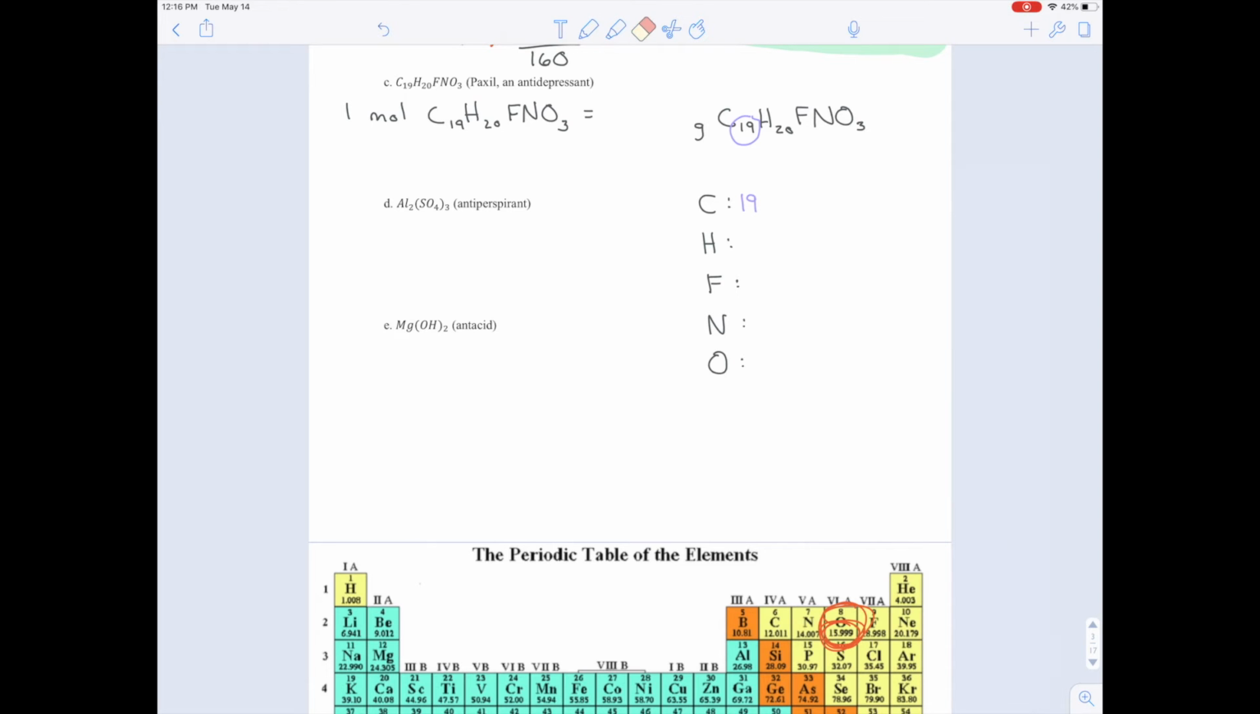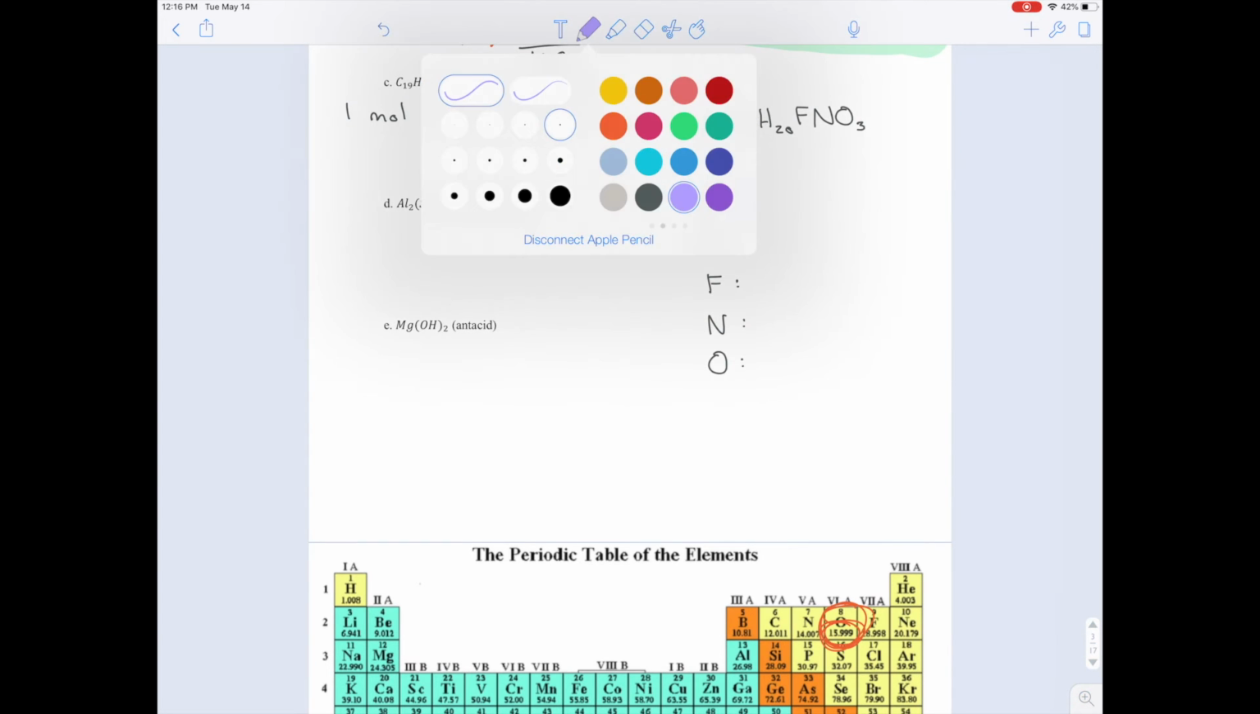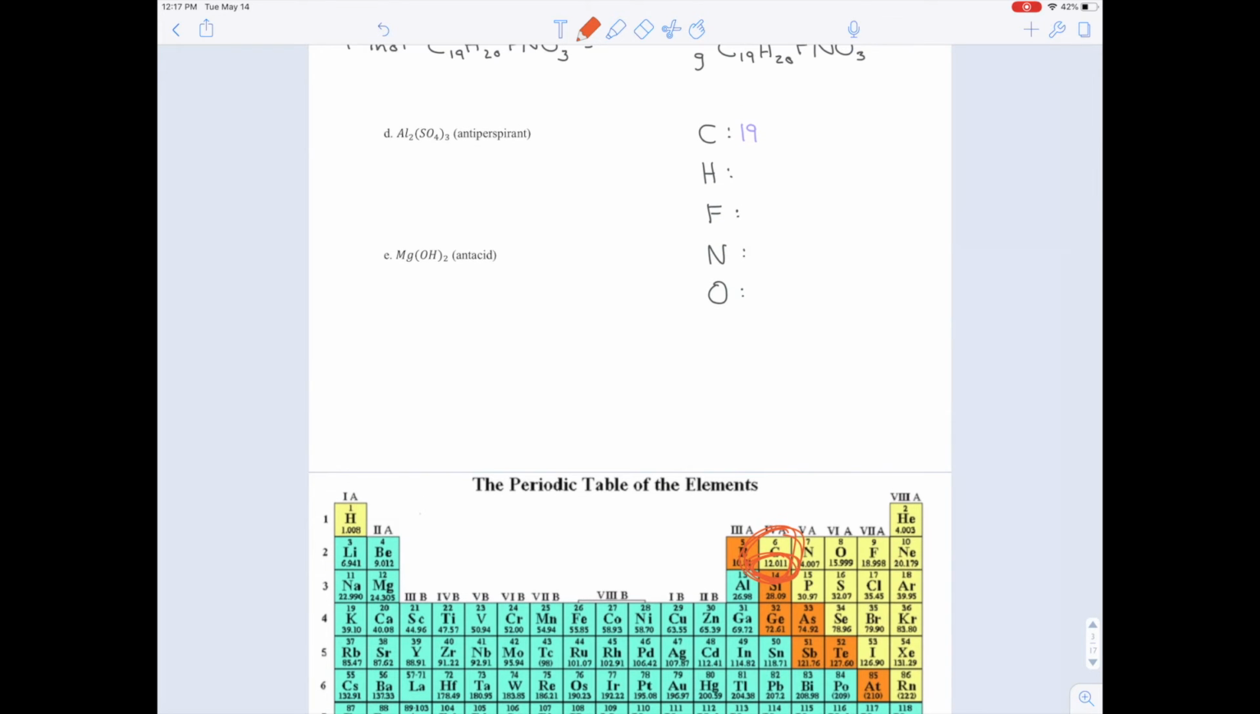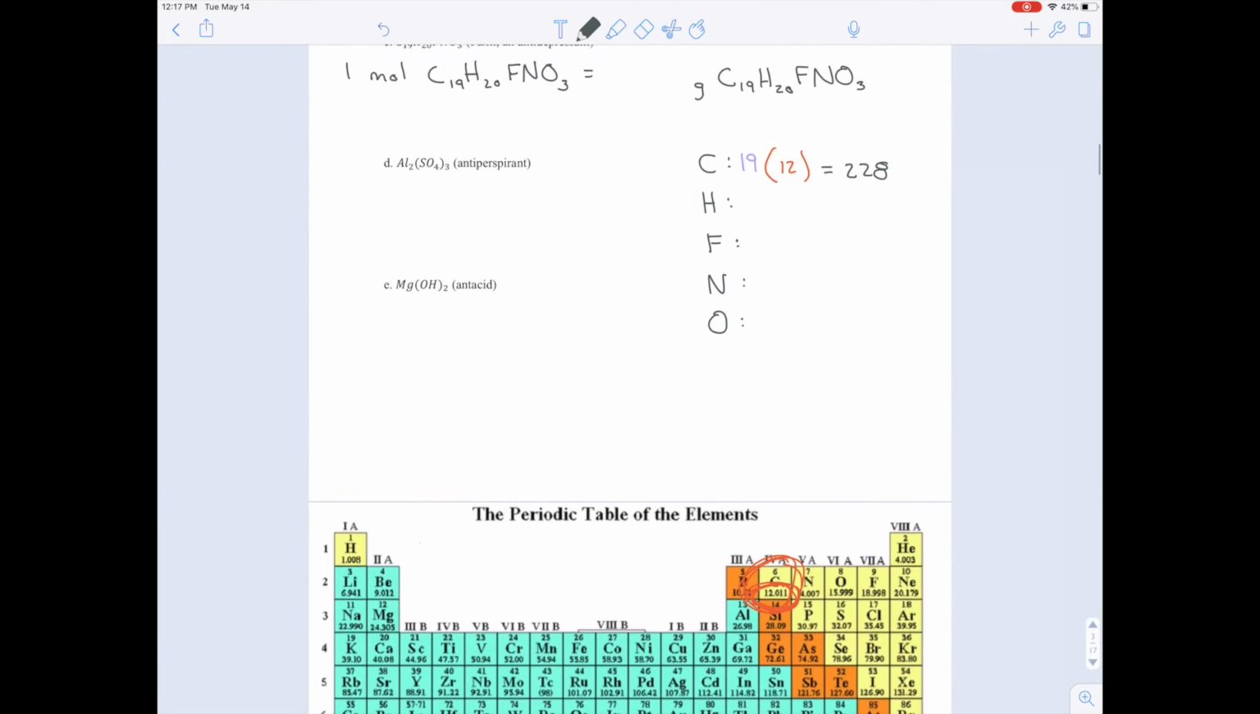19. And we can see from the periodic table that each mole of carbon would weigh 12 grams. So altogether, that would be 19 times 12. So that's 228 grams coming from carbon.